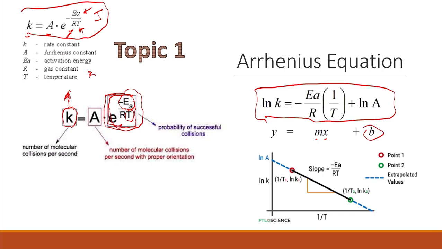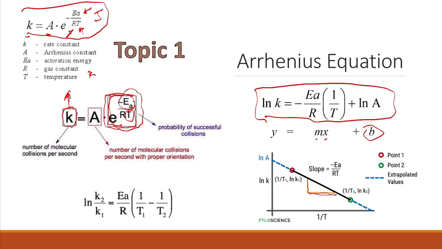Sometimes they give you this graph, and they ask you, for example, to calculate the activation energy. In this case, you just need to find the gradient of the line, and then the gradient will equal minus Ea over R, where R is the gas constant. This is going to be provided to you in the exam.